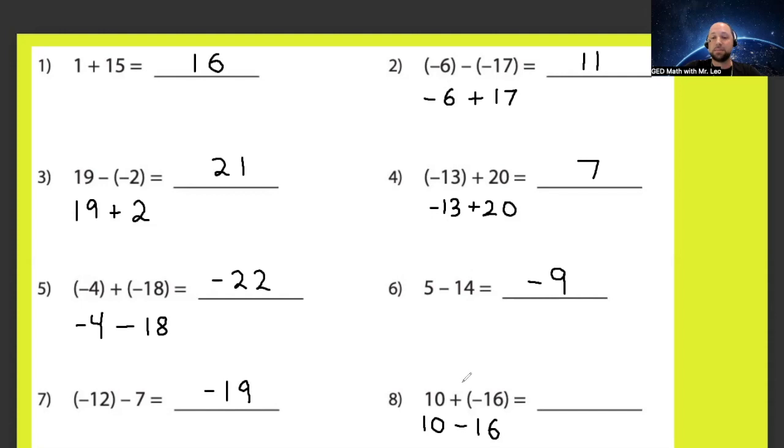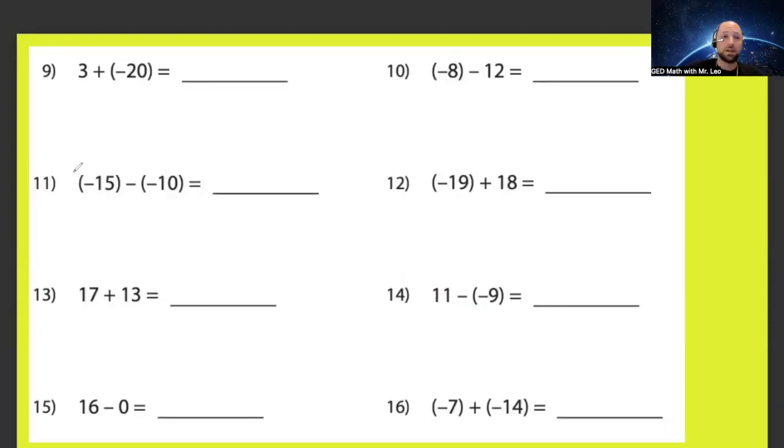Now right here, 10 minus 16, we can think of this as the signs being different. We have a positive 10 and a -16. We subtract to find the difference. That's 6, and keep the sign of the larger number. Final answer, -6. This is kind of tricky. We just need to keep practicing until it really sticks. Let's move on.